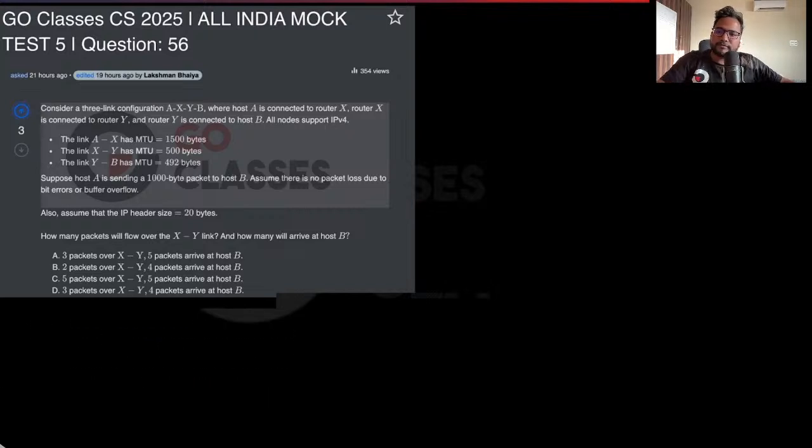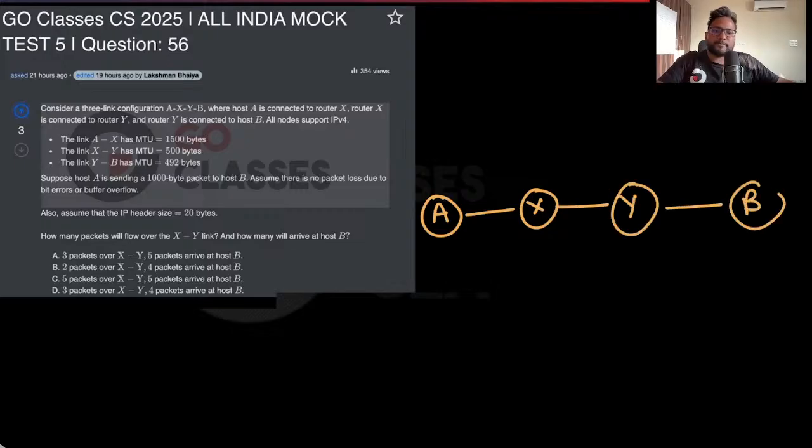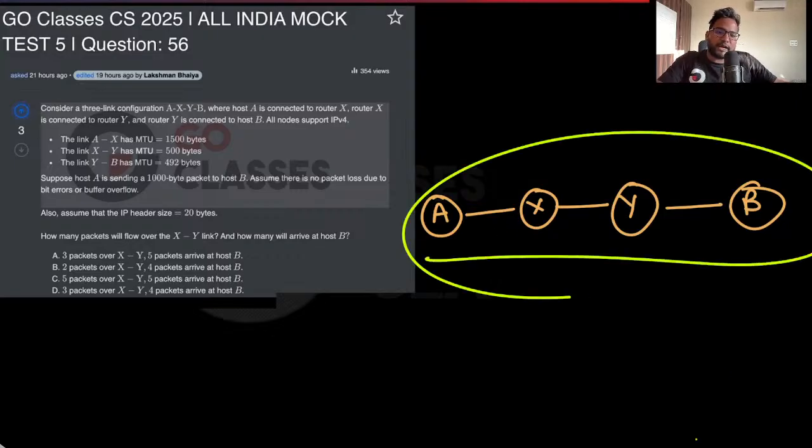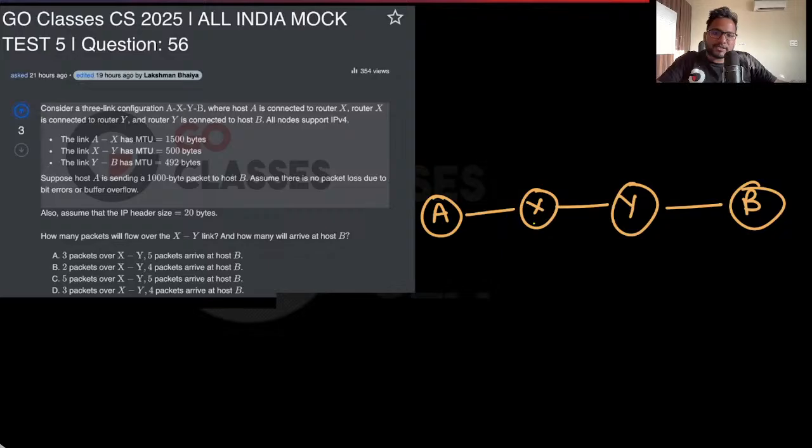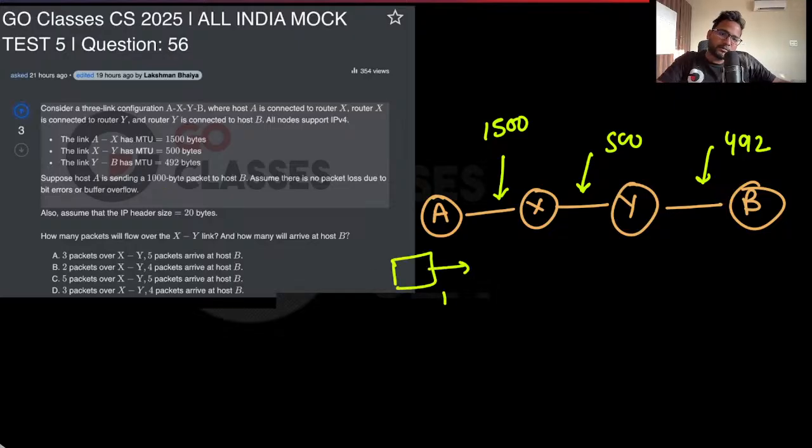So they are saying this is A, this is X, this is Y, this is B, right? This is the network. Now the AX link has a good MTU, which is 1500. This one has 500 MTU. This has 492 MTU, right? Now, let's suppose there is some packet. Suppose host A is sending 1000 bytes of packet.